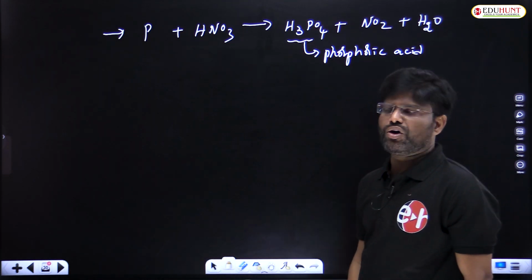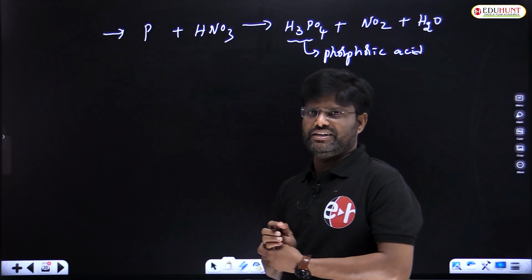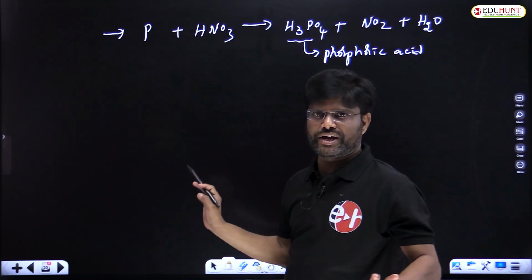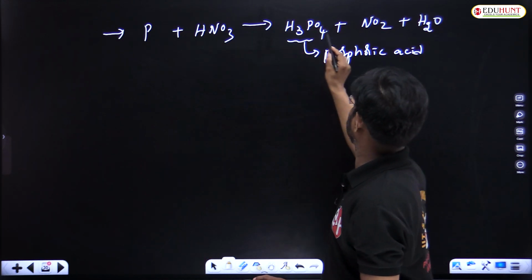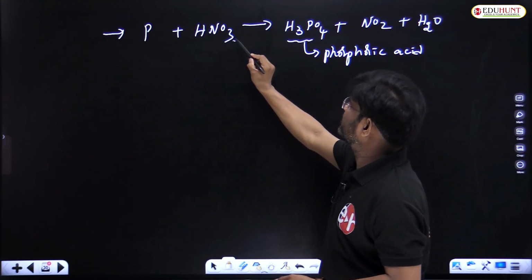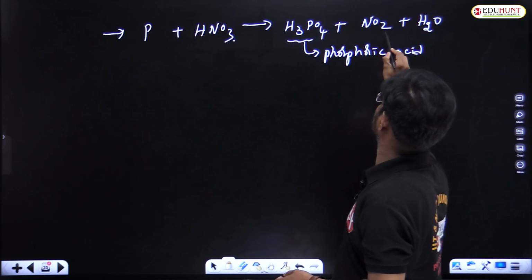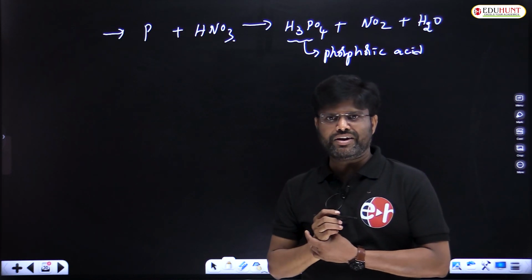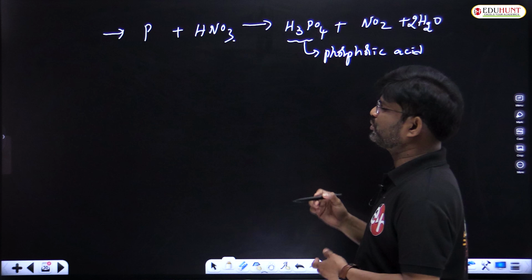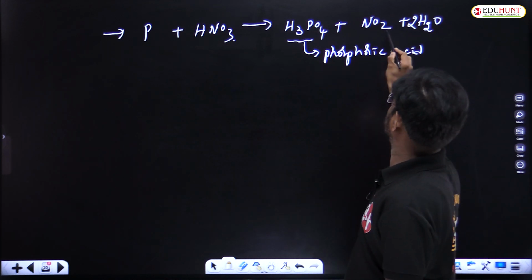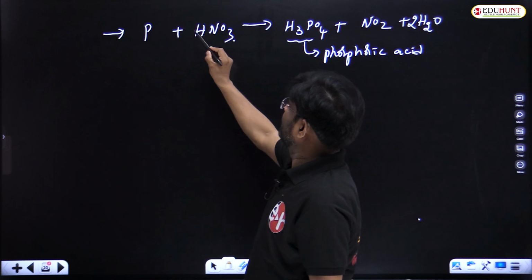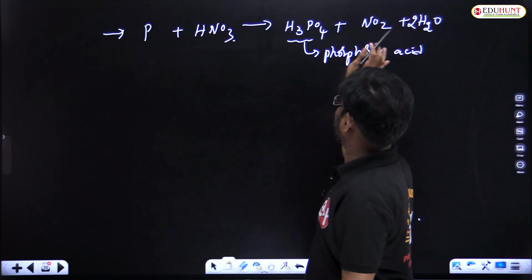Phosphorus is a non-metal, reacting with nitric acid. See here how many phosphorus are there? One phosphorus. Next nitrogen, one nitrogen. Next oxygens, 3 oxygens here, 4 plus 2 plus 1, 7 oxygens. Where is the odd number? Here the odd number is there. I am keeping 2 here. So 4 plus 2 plus 2, 8. Okay, 8, odd number coming.